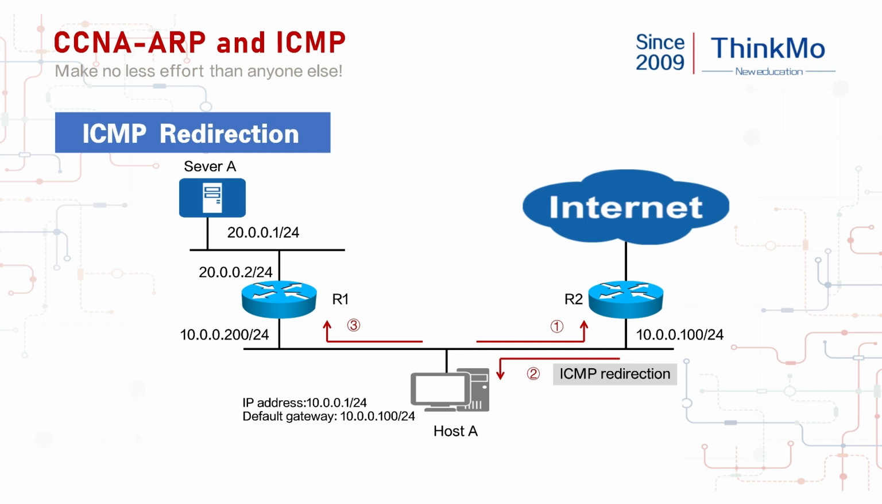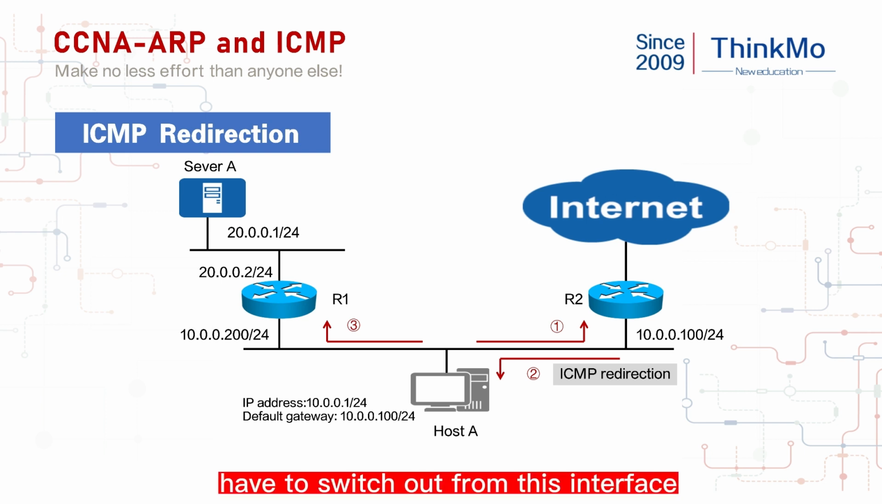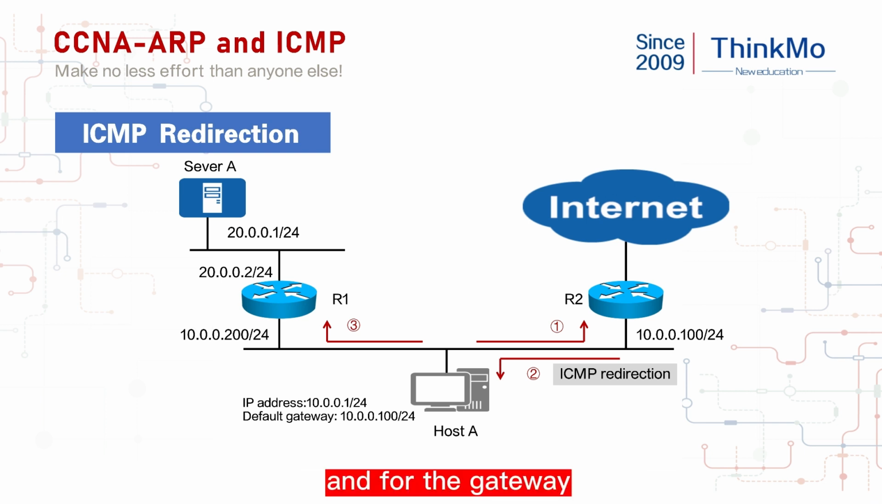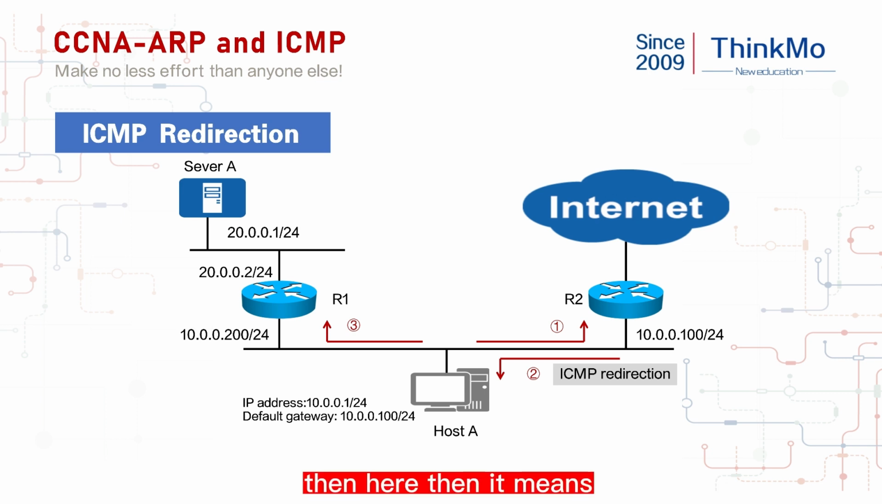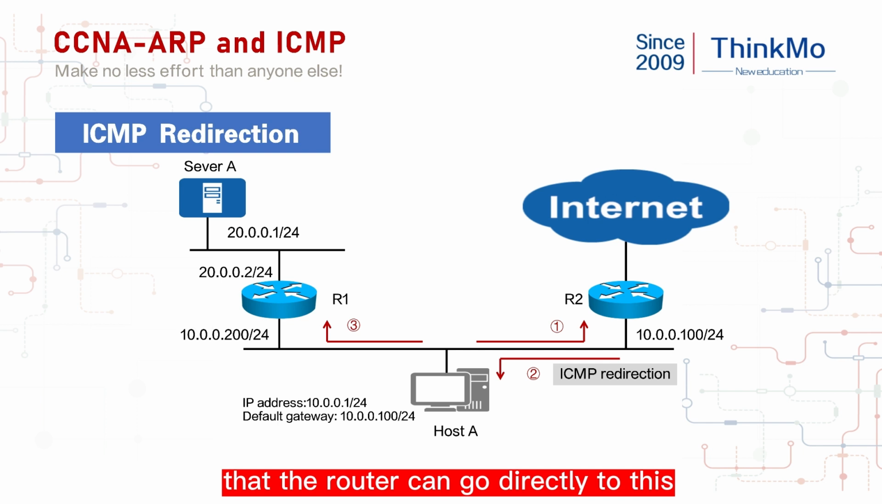That is, different network segments need to find a gateway. But the gateway received a message from this interface. It wants to help forward. It has to switch out from this interface. And for the gateway, look at this interface. Since the data can be transferred from here, it means that the router can go directly to this, also in the same network segment. And it happens that there is also a route to it. But please be careful. It is only for one destination like this, to tell you next time, go straight to the left.